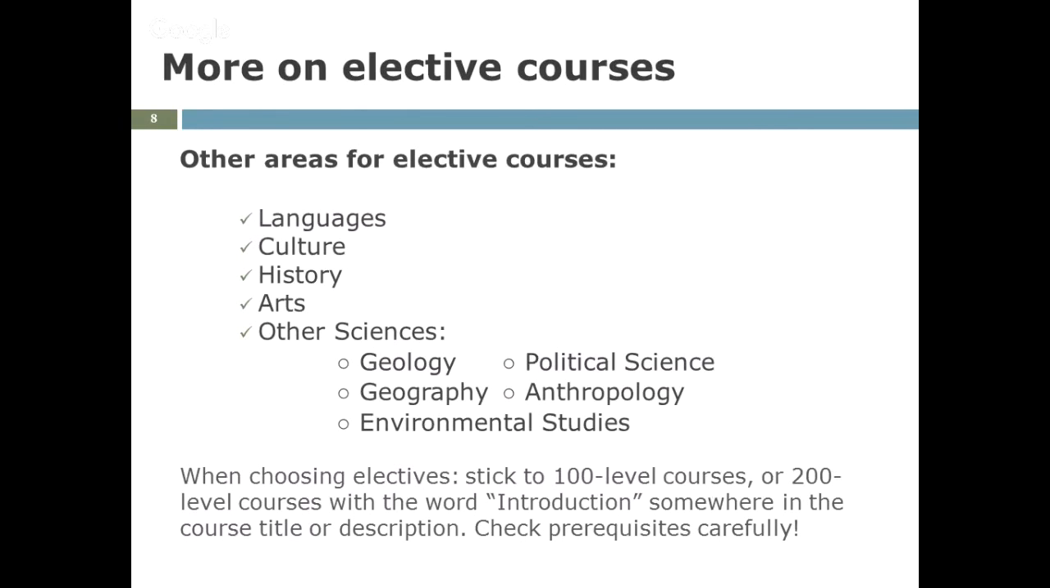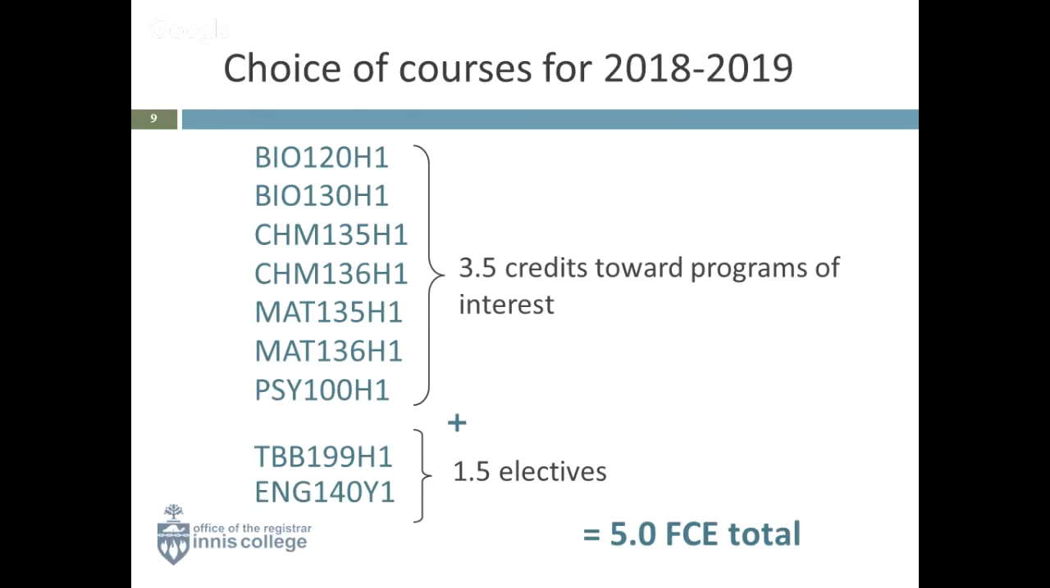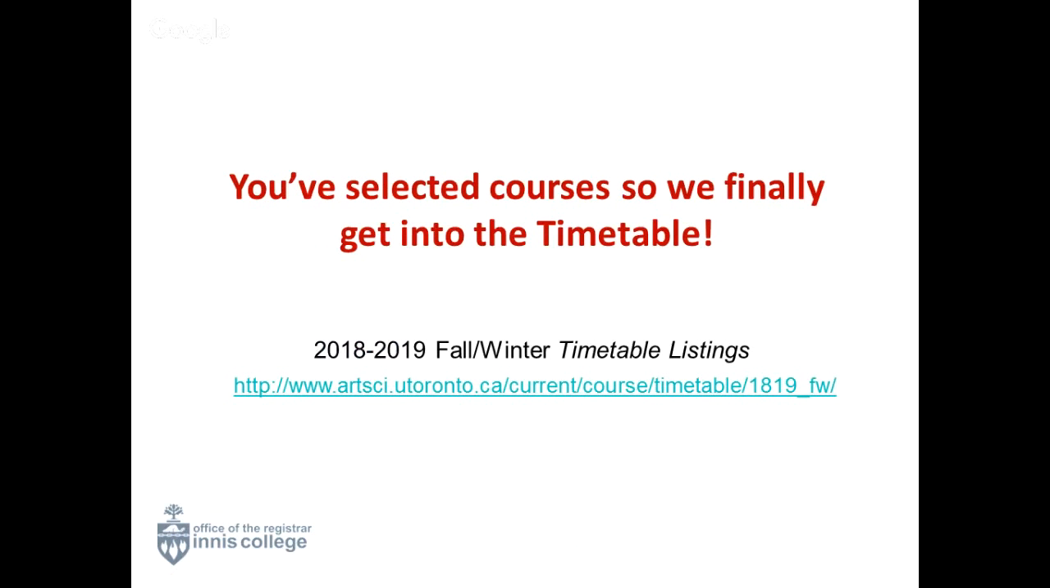Okay, when you're choosing your courses, try and stick to taking 100 level courses, but there are some 200 level courses that have no prerequisites, or say introduction in the title, for example, and then you know that it's okay to take. All right, so here, I've gone through the calendar. I've made a list of all the courses that I want to take, my required courses towards my programs of interest, and then some electives. Now we're going to go into the timetable.